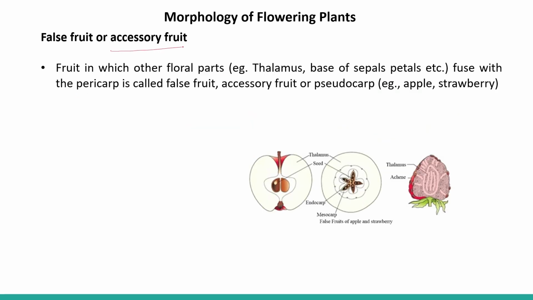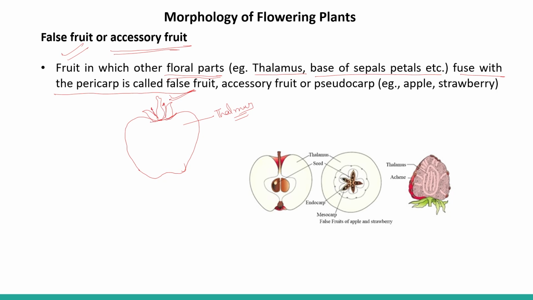False fruit or the accessory fruit. Now this is very interesting. A fruit in which other floral parts like the thalamus, base of sepals and petals fuse with the pericarp is called a false fruit. So what happened? If you see the apple, it is like this, and this is the thalamus, and this ovary is here, the petal is here, the anther is here, the stamen. Okay, the sepal is here.